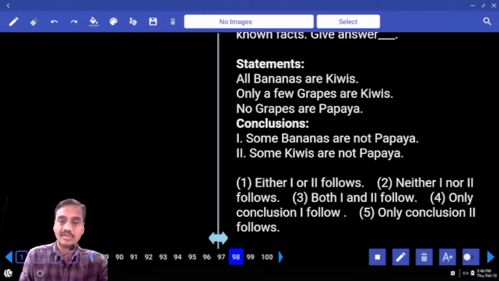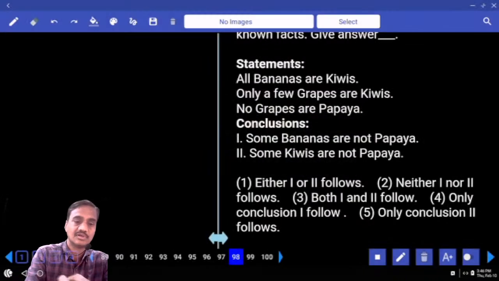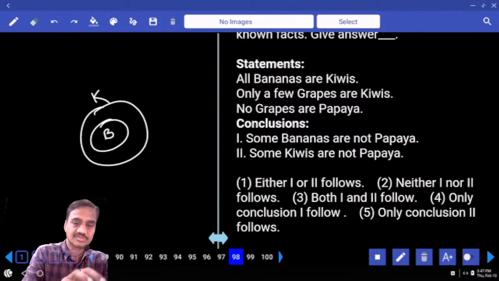Then next one, 98. Now in this 98, all bananas are what? Kiwis. All bananas are kiwis can be written like this, banana and a kiwi. All bananas are kiwis. And only a few grapes are kiwis.